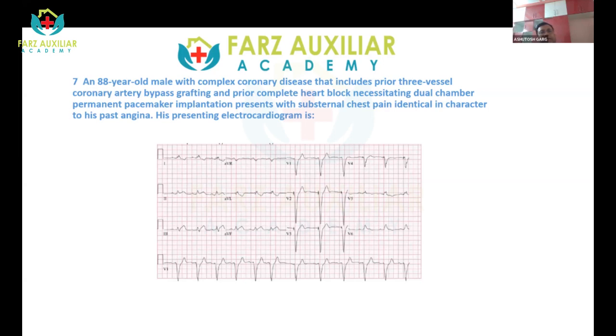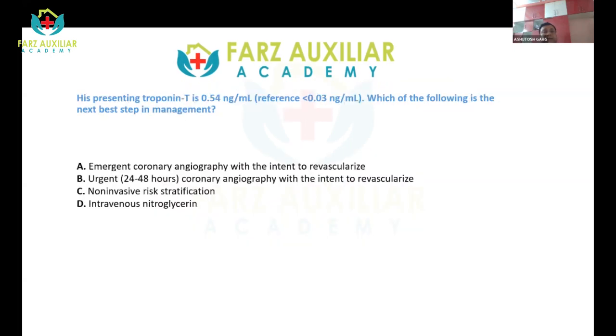An 88-year-old male with complex coronary disease that includes prior 3-vessel coronary artery bypass grafting and prior complete heart block necessitating dual chamber permanent pacemaker implantation presents with substernal chest pain identical in character to his past angina. His present ECG is this. And troponin is 0.54. Which of the following is the next best step in management? Emergent coronary angiography with intent to revascularize, urgent coronary angiography with the intent to revascularize, or non-invasive risk stratification on IV nitroglycerin.